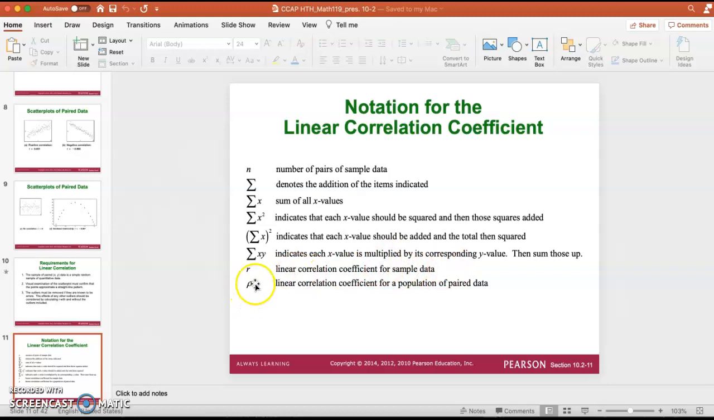Understand? And then this symbol right here looks like a p. It's actually a Greek letter rho. So this is the linear correlation coefficient for a population of paired data. So that's kind of more what we'll use when we get to population hypothesis tests.